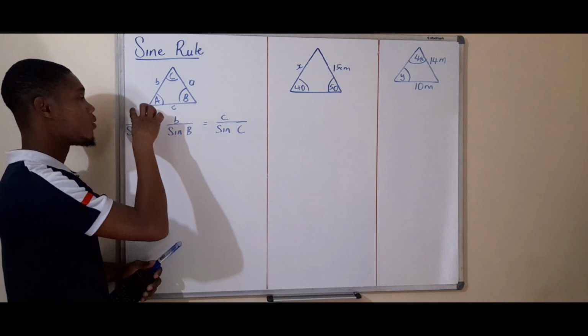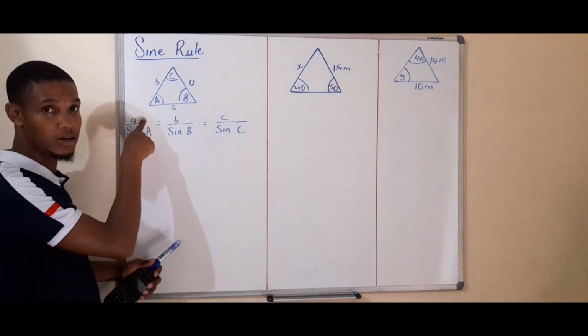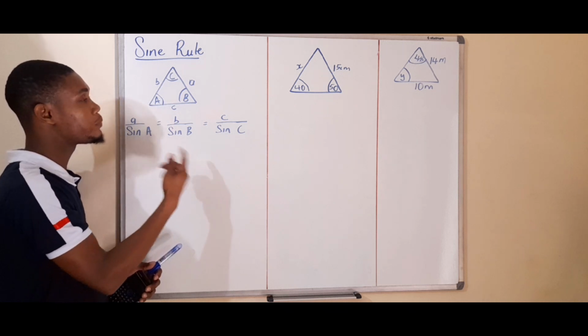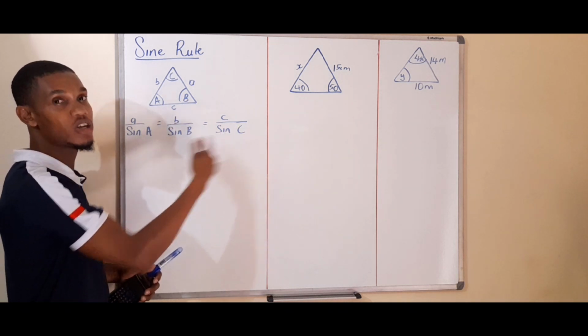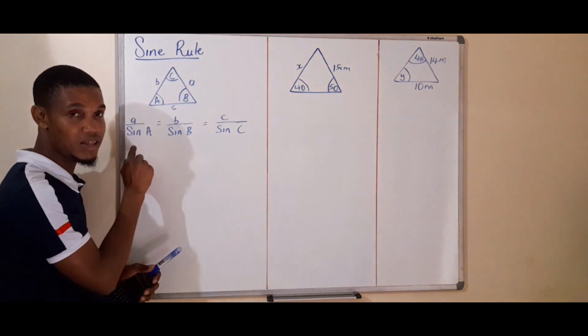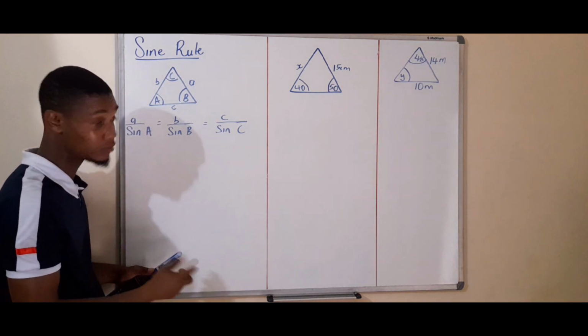So once you divide any side of a triangle by the sine of the angle opposite to it, if you repeat that process, you will always get the same answer, as long as the side is divided by the sine of its opposite angle.